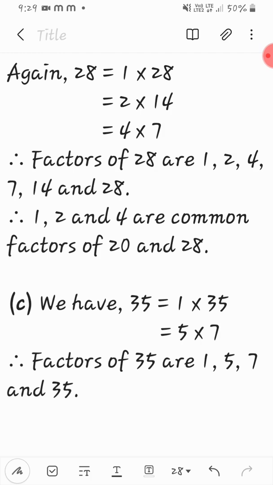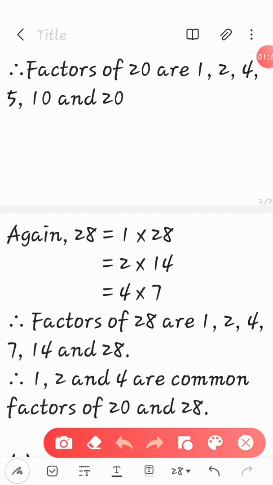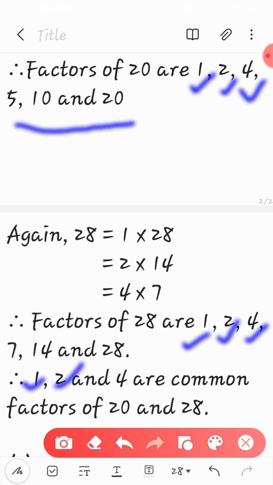So, the common factors of 20 and 28 are: you can see 1 is in 20, and in 28 also 1 is there. So, common factor 1. 2 is in 20, and in 28 also 2 is there, so 2 is another common factor, and 4 is in 20, and in 28 also 4 is there. But other than that, 5, 10, 20 are in 20 but not in 28, and 7, 14, 28 are in 28 but not in 20. Therefore 1, 2 and 4 are the common factors of 20 and 28.